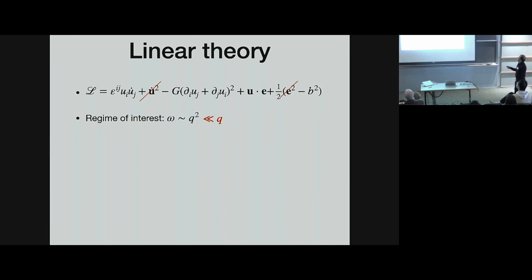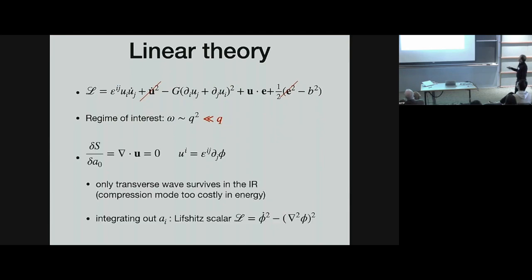And so this action has the following properties. If I now differentiate with respect to the gauge field A0, the zero component of A, I get the condition that the divergence of U is equal to 0. That explains why the Tkachenko mode is only a transverse wave. The non-transverse wave, the compressional mode, turns out to cost too much energy due to the interaction with the electric field here. So only the transverse wave survives in the IR.